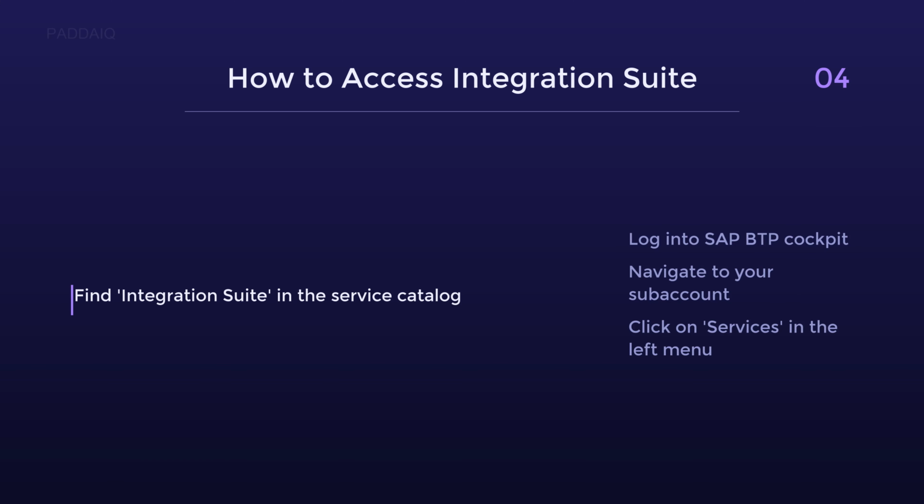Find Integration Suite in the Service Catalog. This means locating and selecting it from the main list of available services in SAP BTP. For example, a developer needing to connect to apps would first search the catalog to access Integration Suite. This straightforward step is your starting point for all integration tasks.